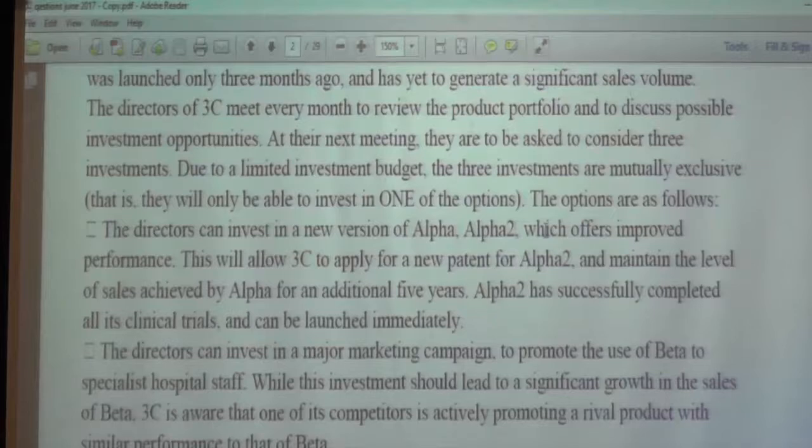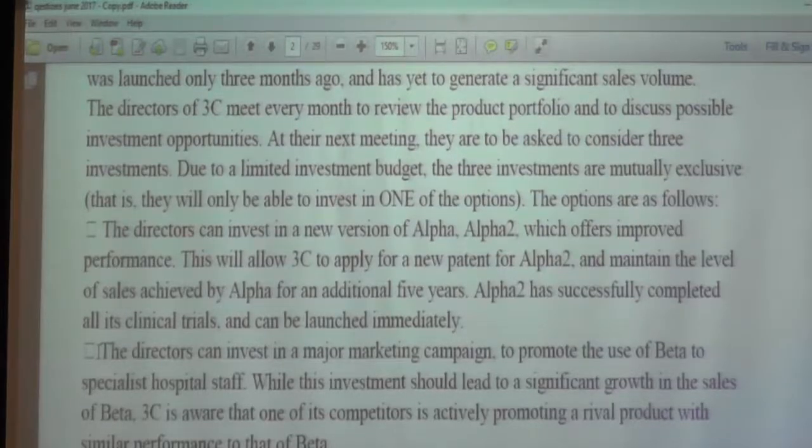And it says it successfully completed its clinical trials, that's the good side, and it can be launched immediately. And so that's what they say. That's about alpha 2. Now let's move into the next one, which is about the next investment.